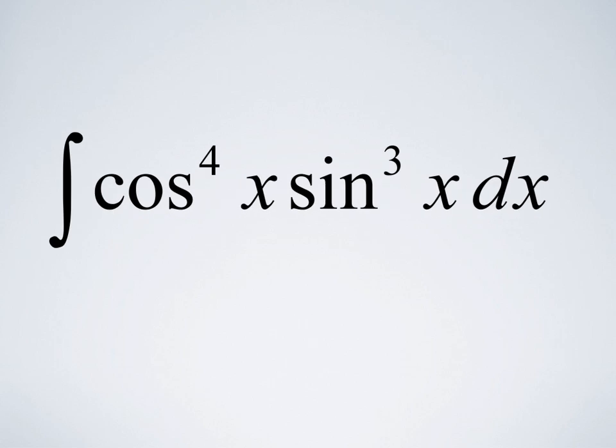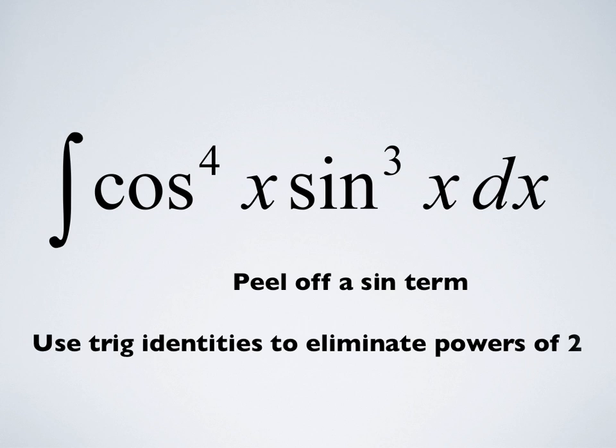Alright, now let's try another example. This will be our final example for this video. It's basically the same, but we've already got a cosine term in here, but we've also got an odd power of sine. So once again, peel off one of the sine terms and then use the trig identities to eliminate powers of 2.